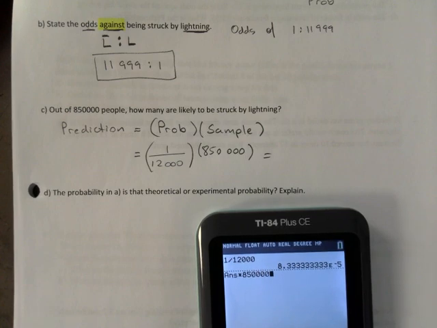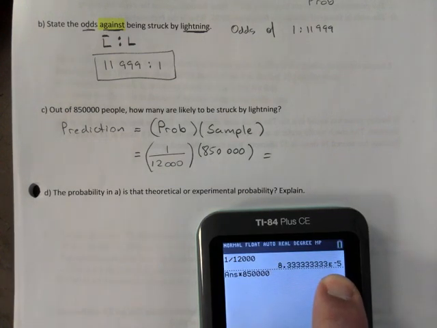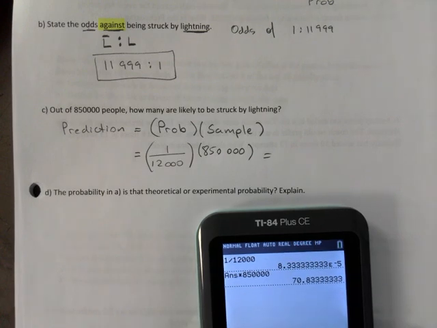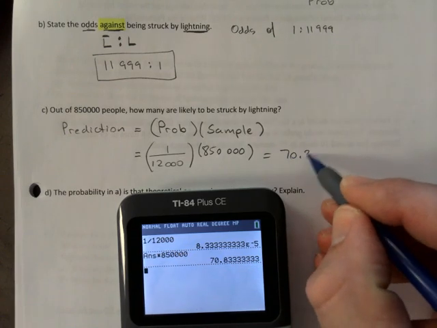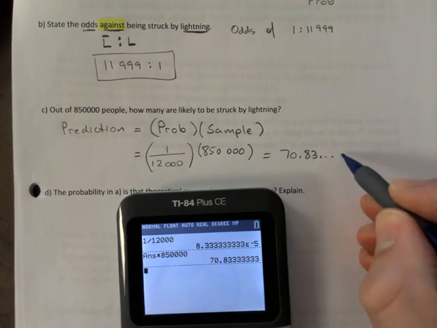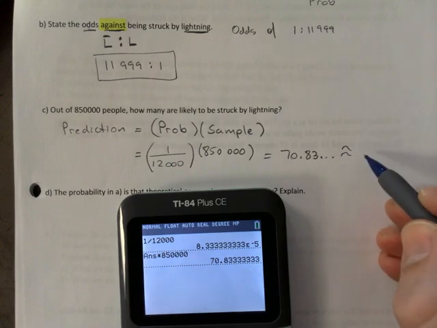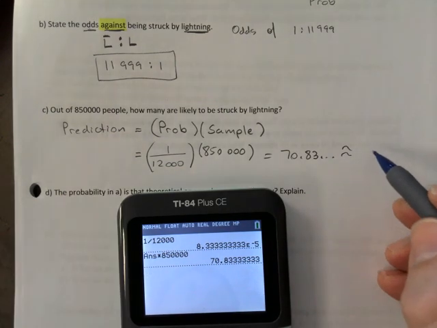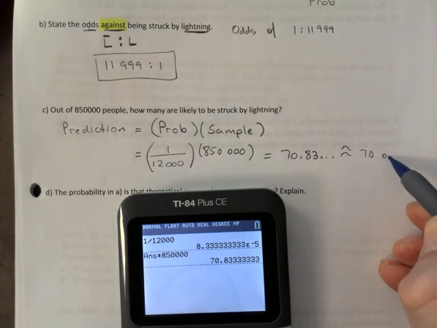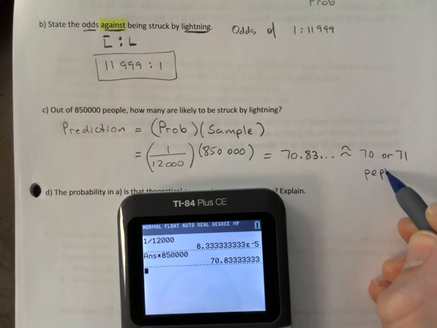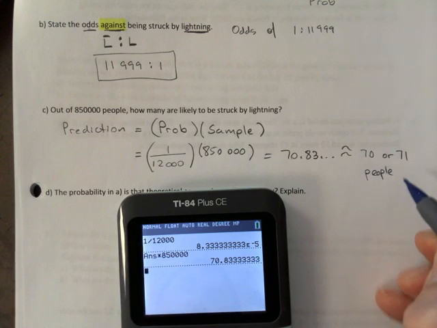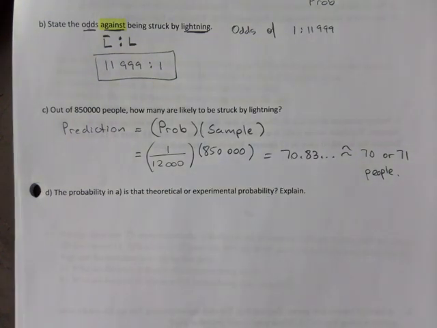So see how small that is when I divide? It's times 10 to the -5, right? When I multiply it by 850,000, it's 70.83, and that keeps going. So we would say approximately, it doesn't matter if you go 70 or 71, but the province doesn't want decimals there. People. Okay, there we go.